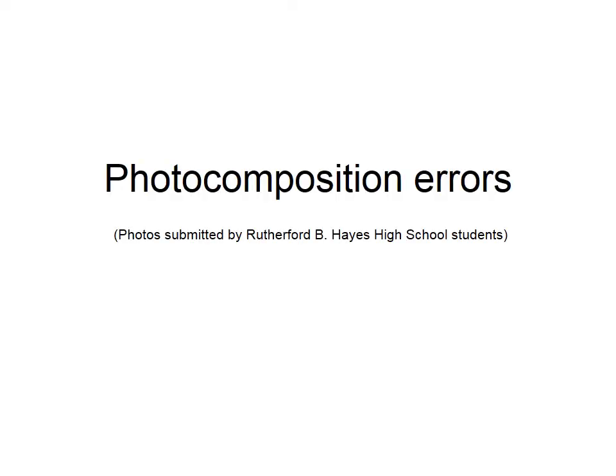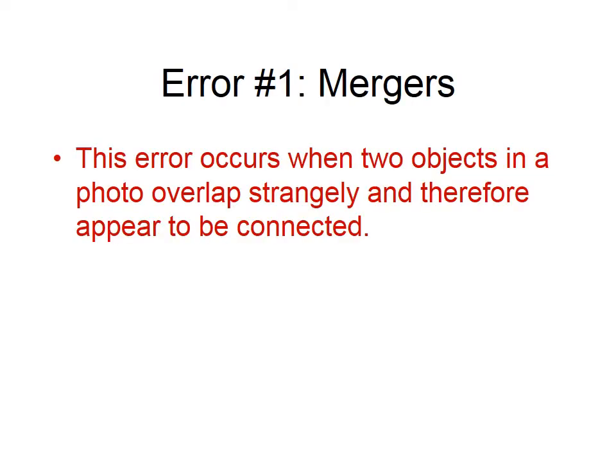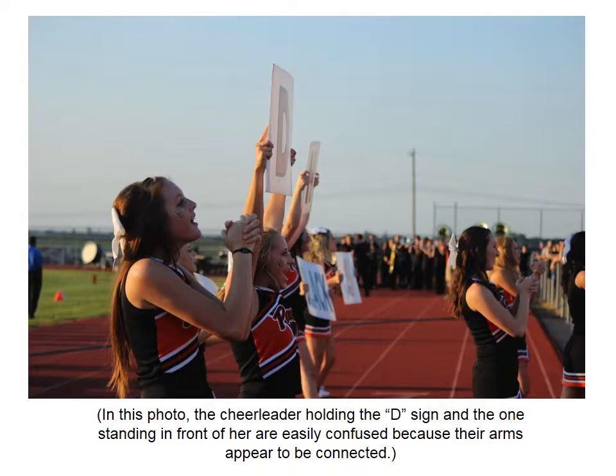It's also important to look for errors and avoid them. So the first one to avoid would be mergers. This is when two objects overlap in a strange or awkward way. In this case, the cheerleader holding the D sign and the one standing in front of her are confused. Their arms seem to be connected. It's not very clear whose arms are whose. It almost looks like she has 4 arms. If the photographer had maybe stepped a little bit further this way to take the shot, that probably would have been remedied.